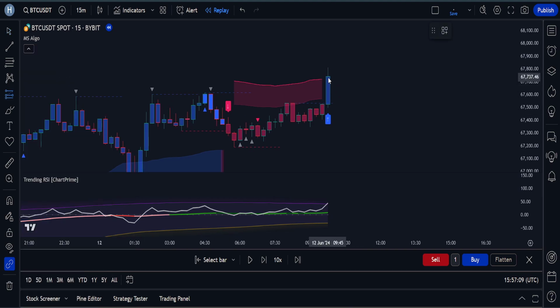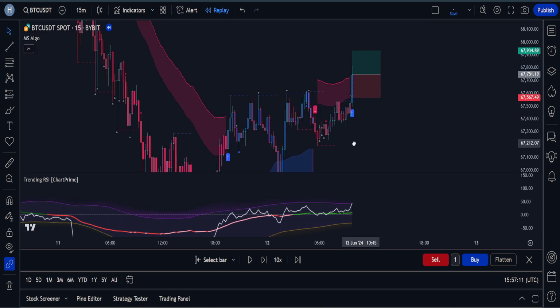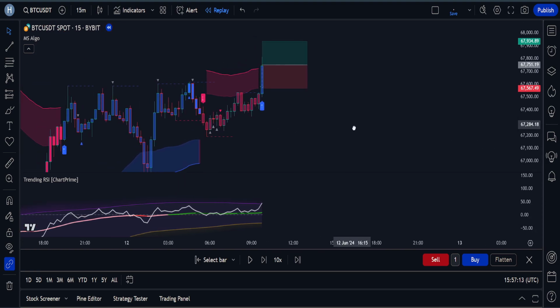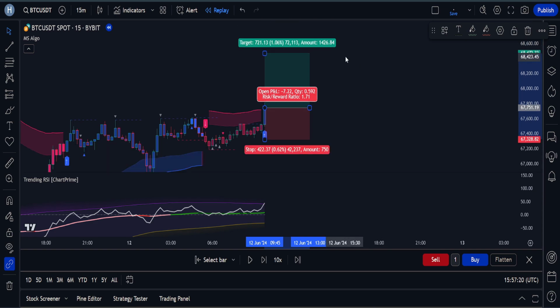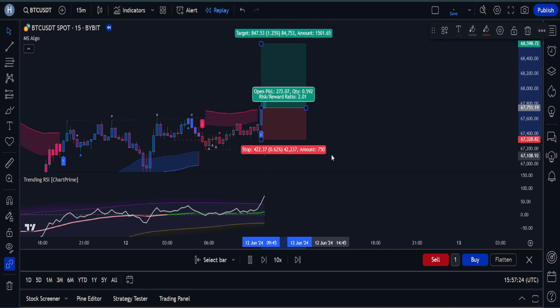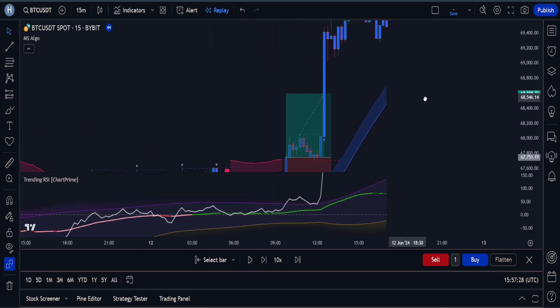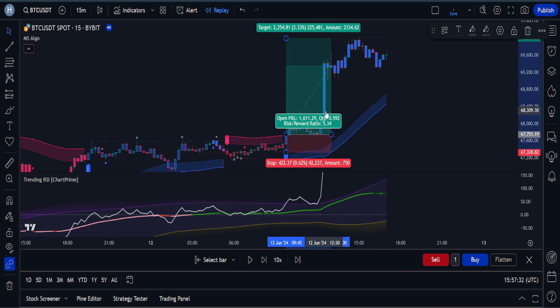Set your stop loss below the recent swing low, and beginners should look to target a risk to reward ratio of 1.5. But if you have some experience in trading, you can also hold on to the trade for longer. Let the trade run, and as seen in our example, it was profitable.